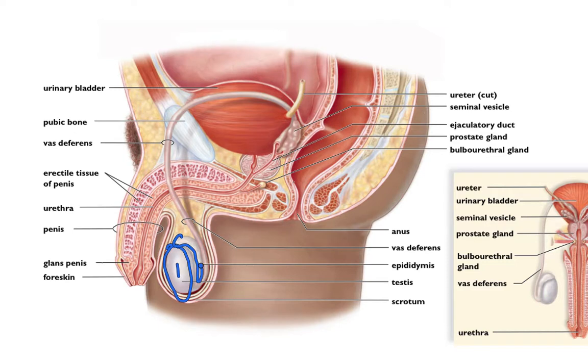Step 2 is going to go to the epididymis right here. That's 2. Again, they're going to mature there for a couple of weeks. After a couple of weeks, they're going to find their way into the vas deferens, which is this long tube here, and that's going to be location number 3.